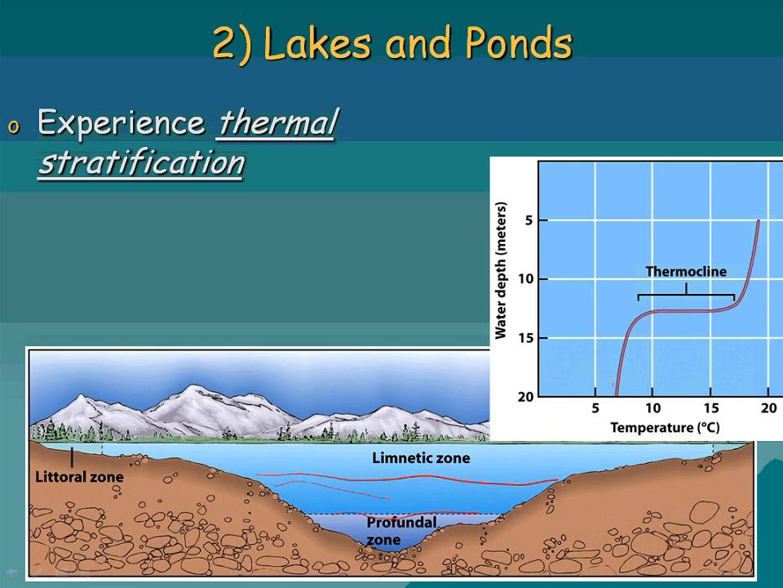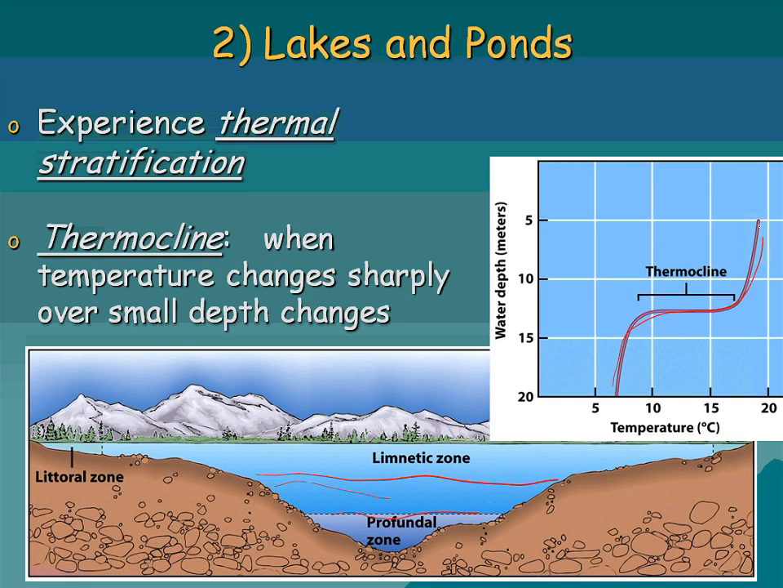And this you can see is a graph of a thermocline. And that's a term you should definitely know. So a thermocline is basically when the temperature changes sharply over small depth changes. Okay, so what does that mean?